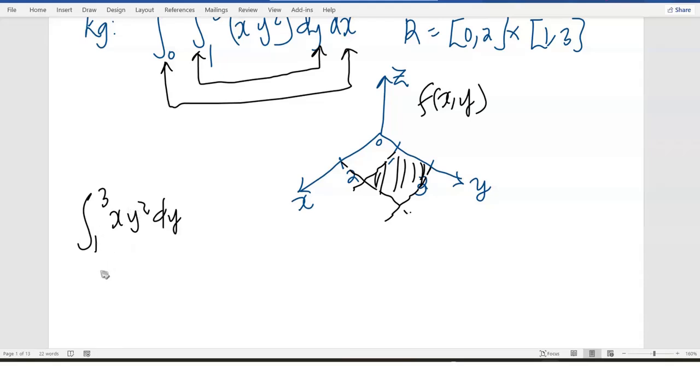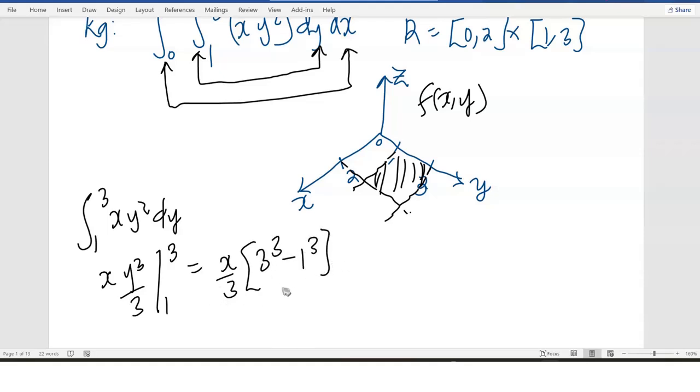So what does this mean? I'll have x y cubed divided by 3. If I evaluate it on limits 1 to 3, I'll have x out of 3 into 3 cubed minus 1 cubed. And what is this going to give us? 27 minus 1 gives us 26x out of 3.